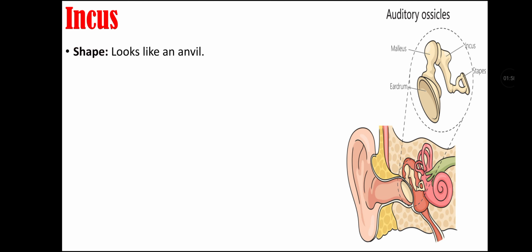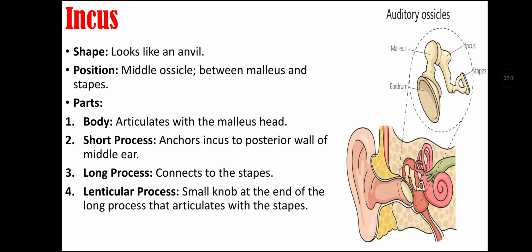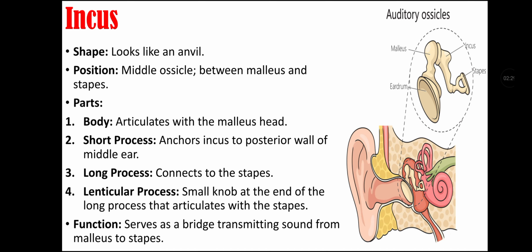Second bone is the incus that looks like an anvil. It is the middle ossicle, so it is present between the malleus and stapes. Its parts include body, short process, long process, and lenticular process. The body is the part that articulates with the malleus head. Its short process anchors the incus to the posterior wall of the middle ear. Its long process connects to the stapes, and its lenticular process is a small knob at the end of the long process that articulates with the stapes. Its function is that it serves as a bridge transmitting sound from the malleus to the stapes.